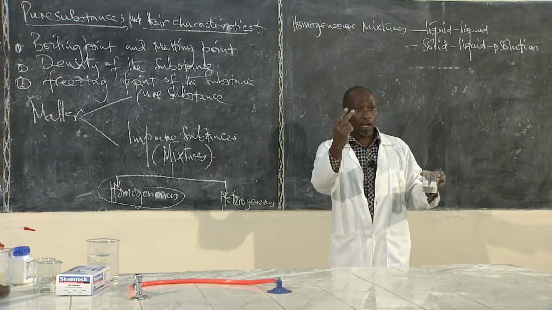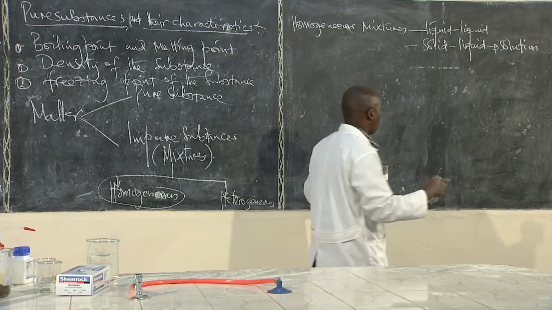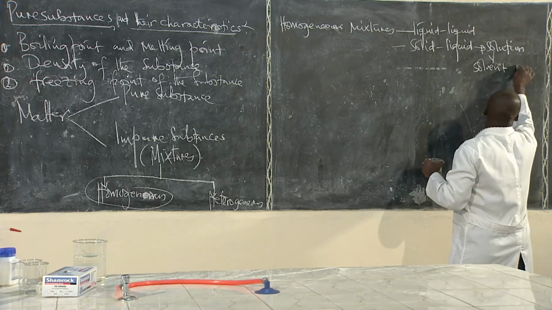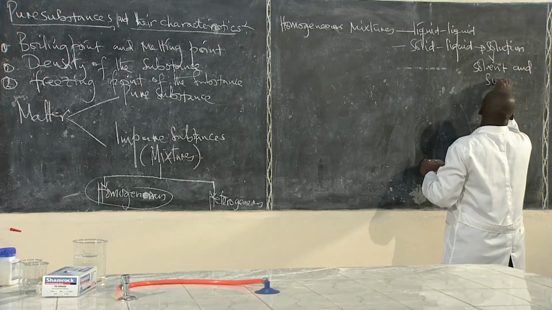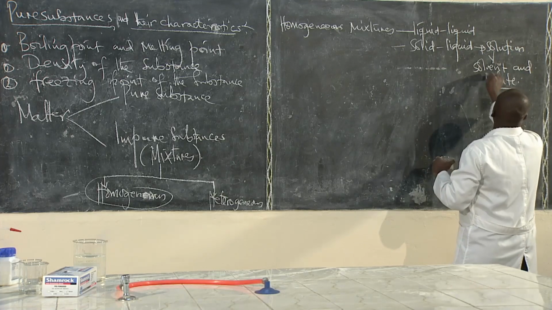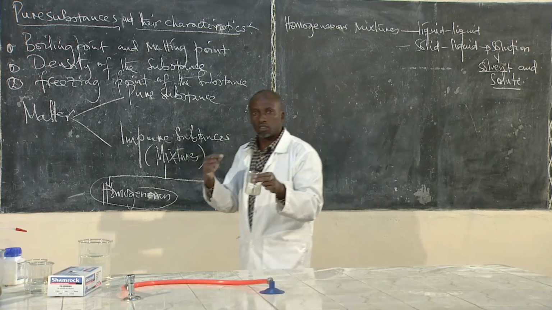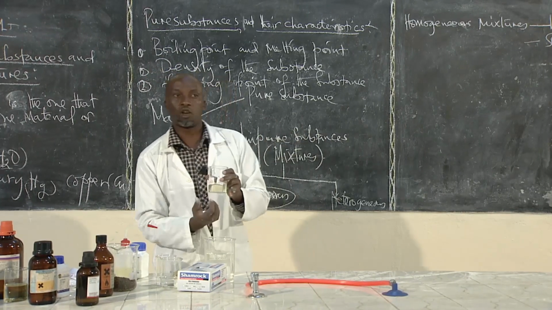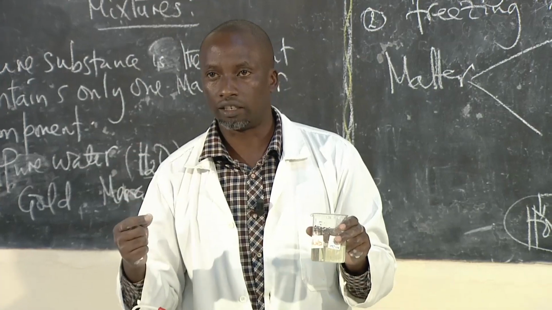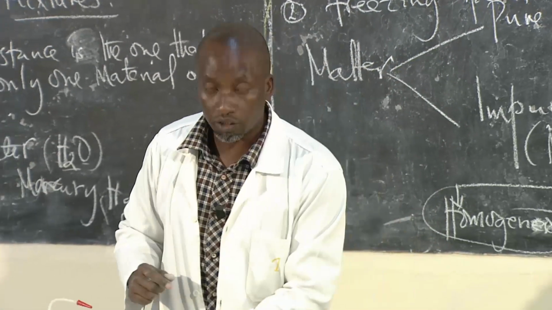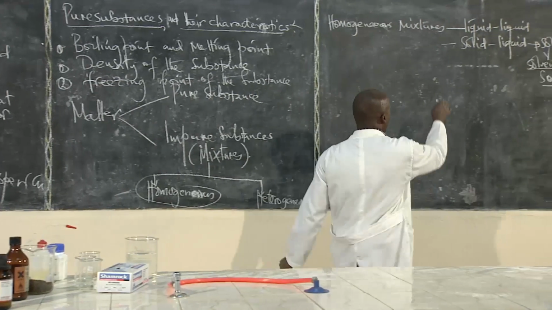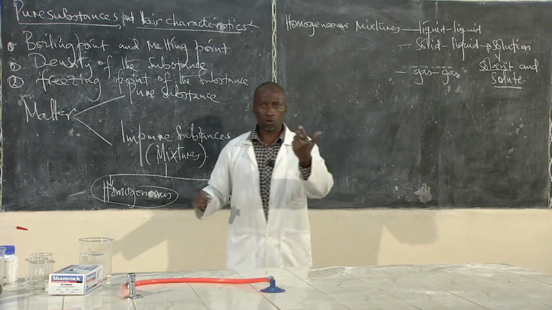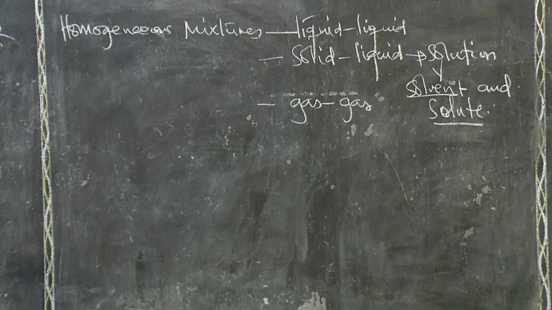And the solution is made up of two special components, where you have a solvent and a solute. You have solute and solvent. The solute is this substance that we had put here. The solvent is the water that dissolved the solute. That is also an example. We may also have gas mixtures. Can you suggest maybe one example where you have gas mixtures?